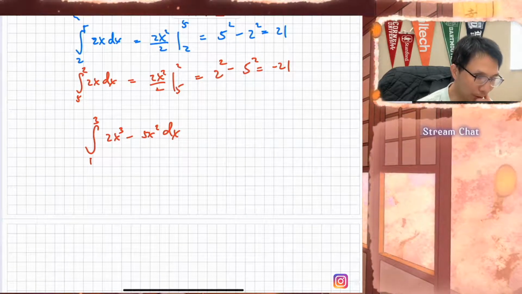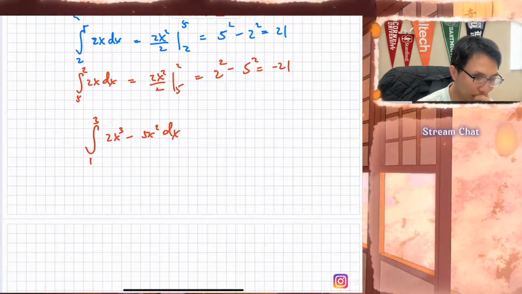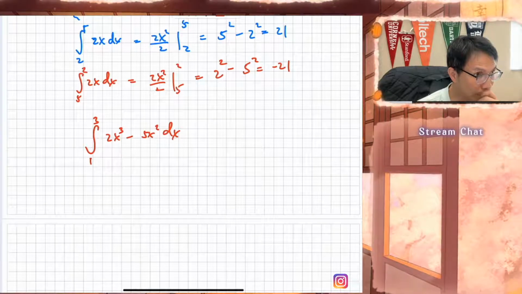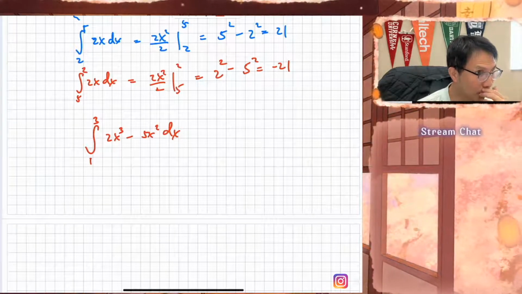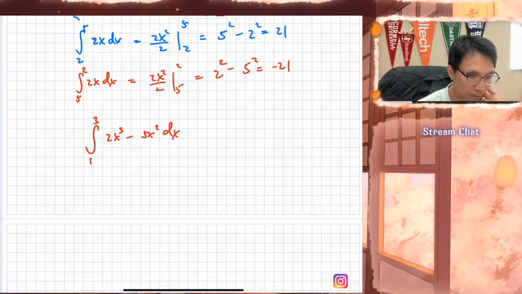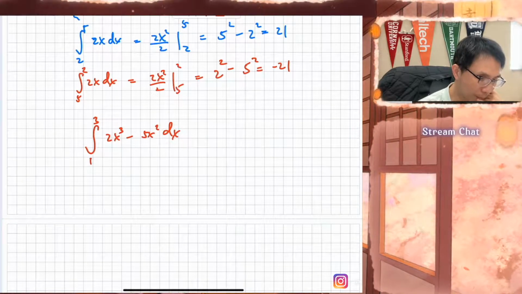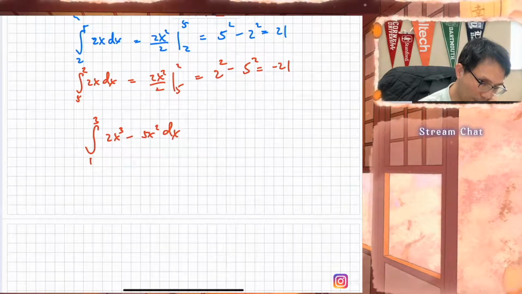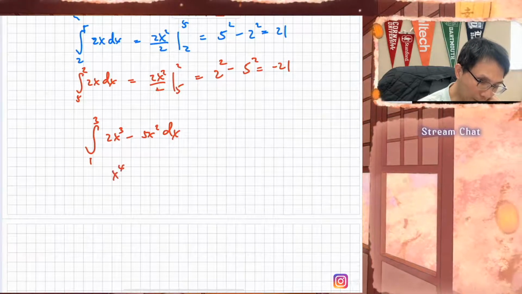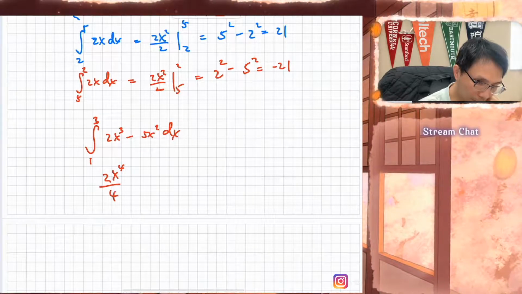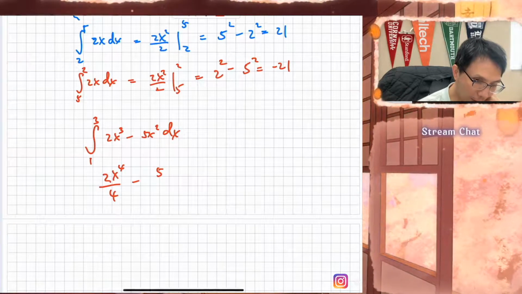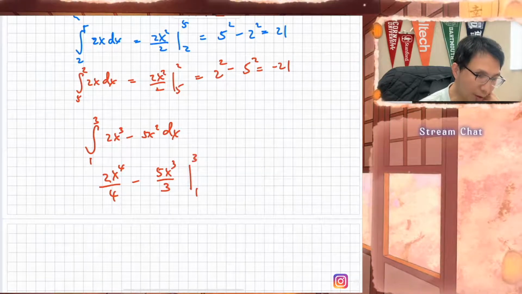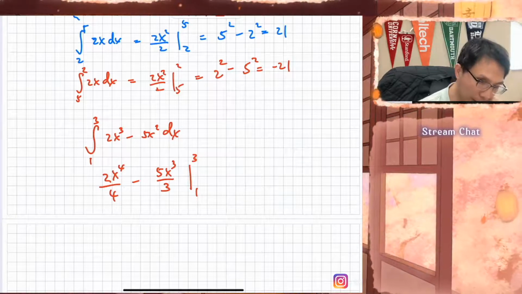What's the integration of 2x to the third? It's 1/2 times x to the 4th, yep, so it'll be x to the 4th over 2, and then minus 5x to the third over 3. And then draw a line. That means I already took the integral. I haven't evaluated yet.